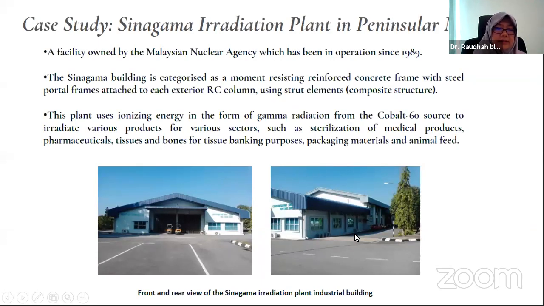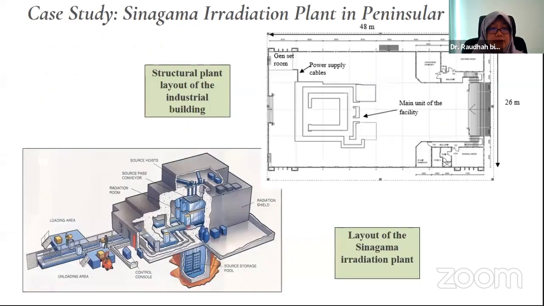So what is this industry doing? The plant is using ionizing energy from a gamma radiation cobalt-60 source to irradiate products, like doing sterilization of medical products, pharmaceutical tissues, bones, and so on. So it's a very important facility in whichever country. We have to ensure that this type of facility is always safe towards any hazards that are possible to occur in the area.